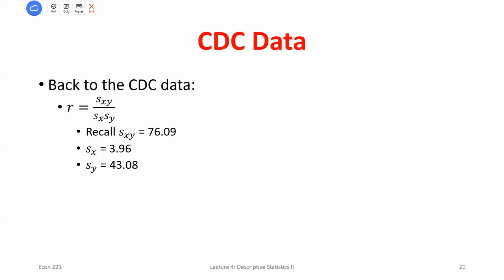So, in practice, if I'm doing this, I had that CDC data, we had the covariance, I've got the standard deviation of each one of those variables. It's as simple as taking 76 divided by 3.9 times 43. Now, obviously, order of operations becomes important here. You need to make sure you're dividing 76 by whatever this product is. Right? But pretty easy. So we get about 0.45.